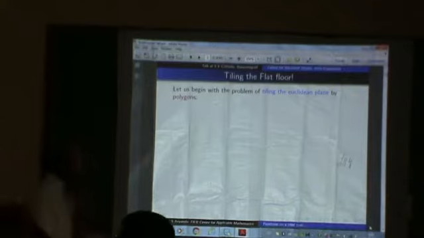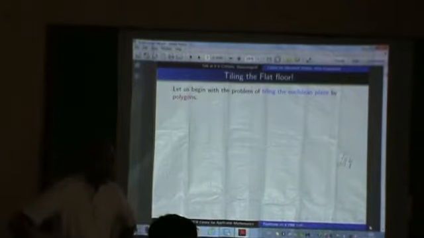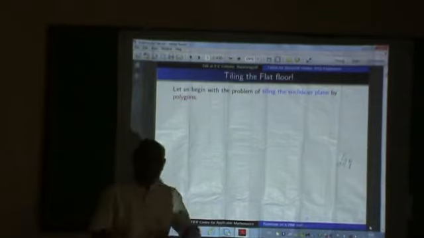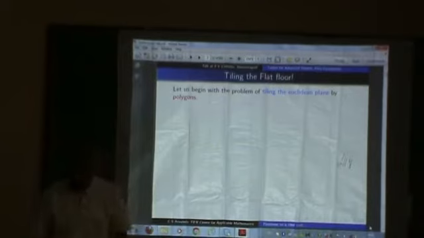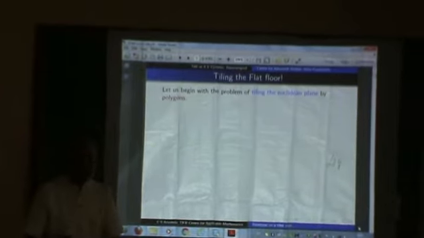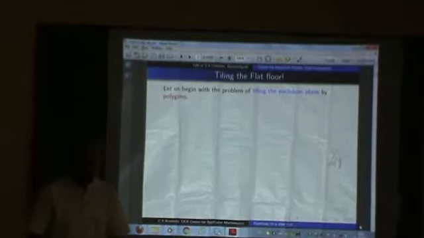First slide. Since tiling usually means tiling the floor, a flat floor, when you want to tile the flat floor, naturally you would like to make sure of a couple of things. One is that tiles should not overlap, and they should not leave any gaps. Both of them are, of course, undesirable. That's how we would like to tile the flat floor.